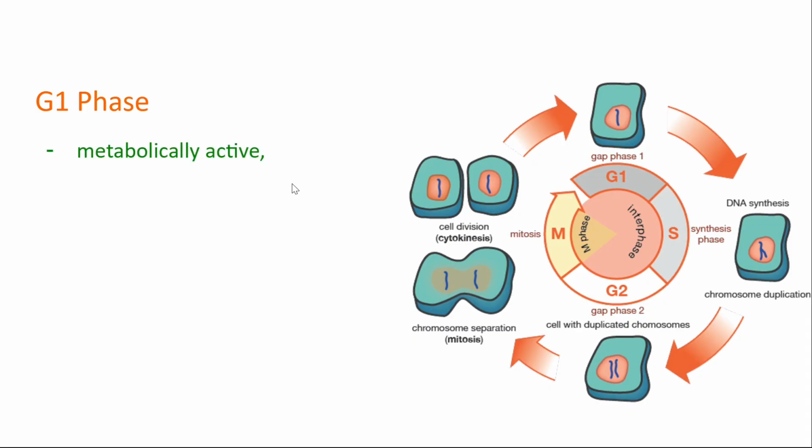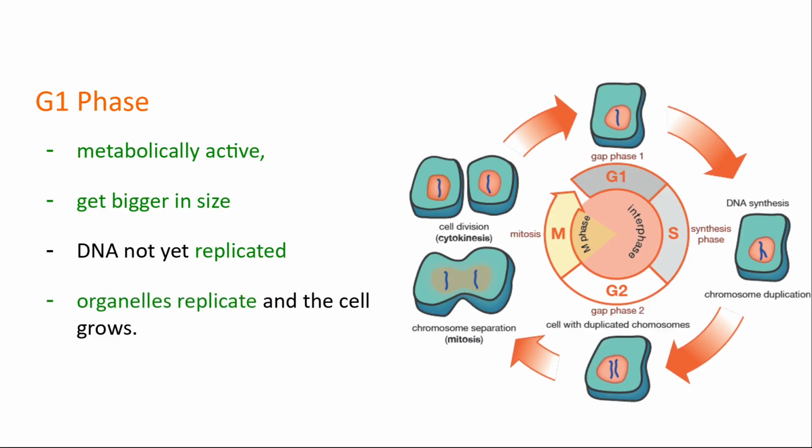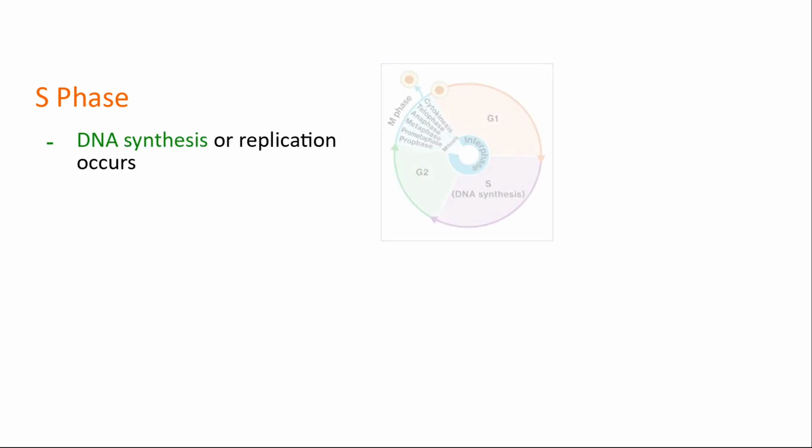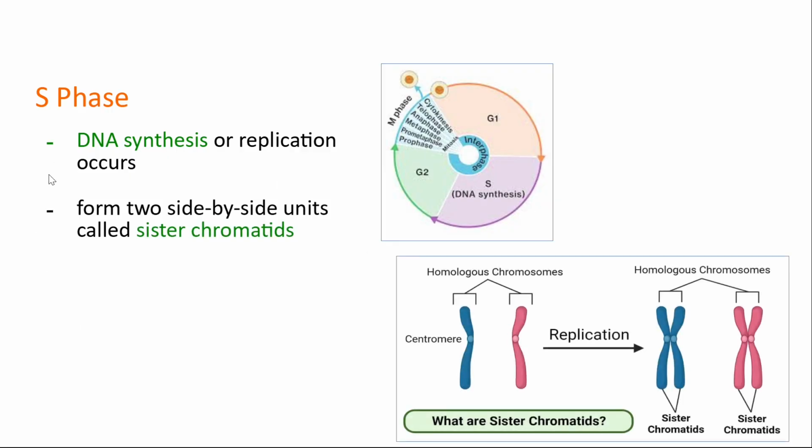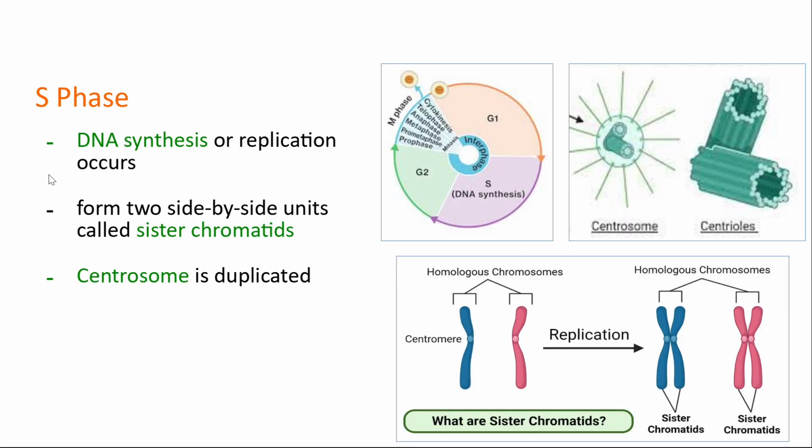G1 is metabolically active, gets bigger in size, DNA is not yet replicated, and the organelles replicate. It's very important that the cytoplasm size increases and the organelles replicate, so that these can be distributed equally to the two cells, so that one of the cells will not die because of less cytoplasm or loss of organelles. In S phase, the most important thing to take note of is DNA synthesis or replication, and also the production of sister chromatids and duplication of the centrosome. Those are the most important things in S phase.